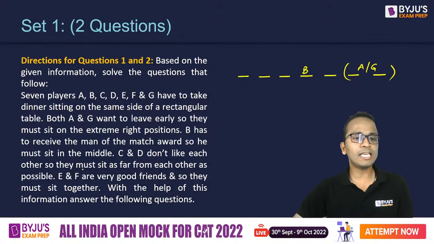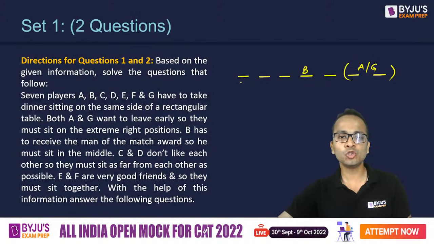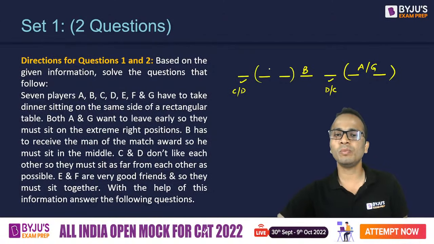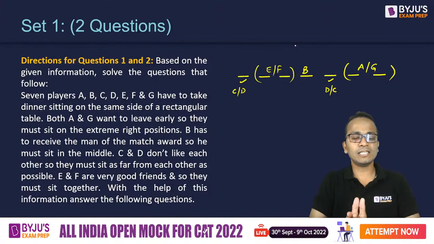C and D don't like each other, so they must sit as far from each other as possible. Now for C and D, after placing A, G and B, if I want to place these 2 people as far away as possible, I must select chair number 1 and this chair for C and D. So C or D will come here, and alternately, D or C will sit at this place, right? Next, E and F are good friends. They'll sit together. So these 2 positions will be reserved for E and F in any sequence. Now that's it. This is the entire arrangement.